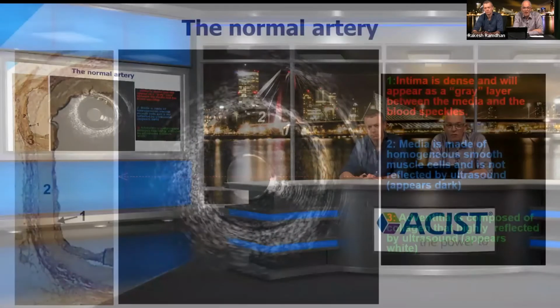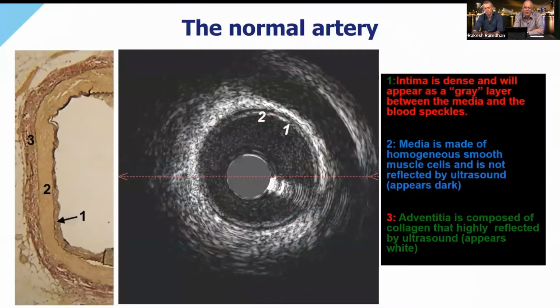Okay. Well, thank you, Joost. And I think we go to the first slide here. For image interpretation, we always start with recognizing a normal artery.